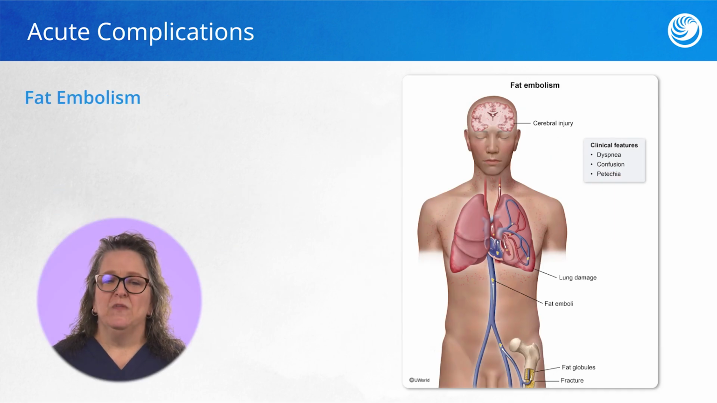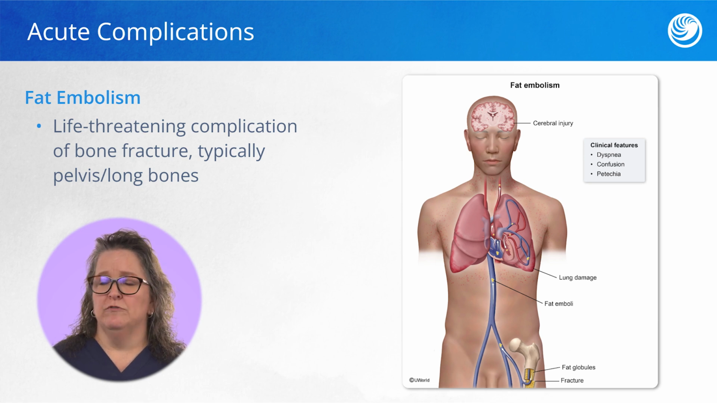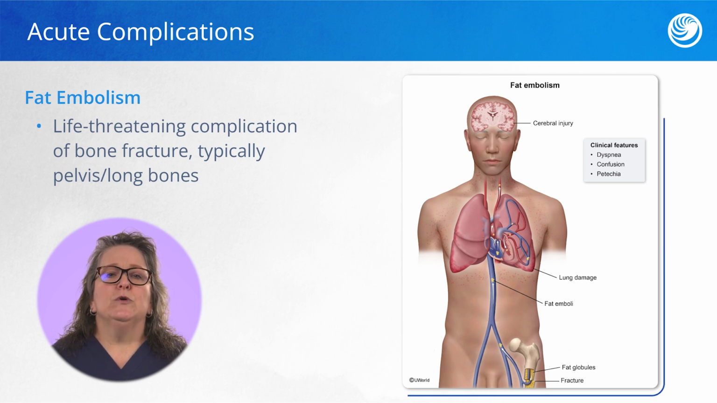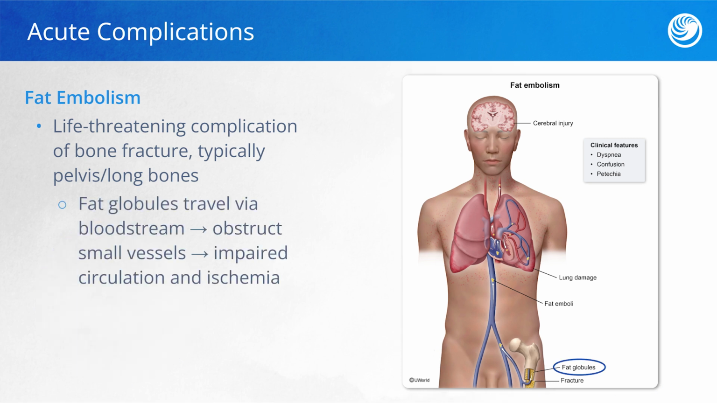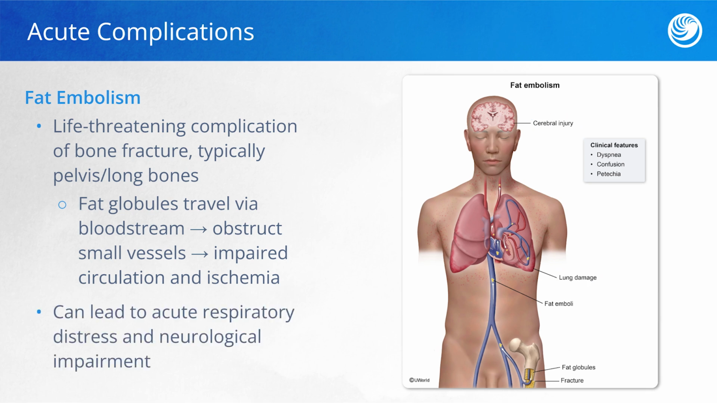Fat embolism. This is a life-threatening complication of a bone fracture. It's typically seen with the pelvis and long bone fractures. You can see what happens here in the image. Fat globules from the marrow of the broken bone will enter the vasculature and travel via the bloodstream. They will obstruct small vessels, normally in the brain or lungs, causing impaired circulation and ischemia. This can lead to acute respiratory distress if the fat emboli collect in the lungs, and neurological impairment if the fat emboli collect in the brain.